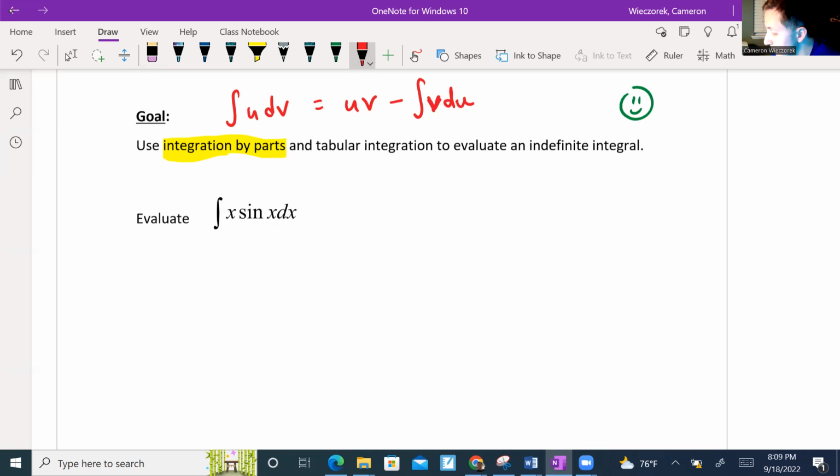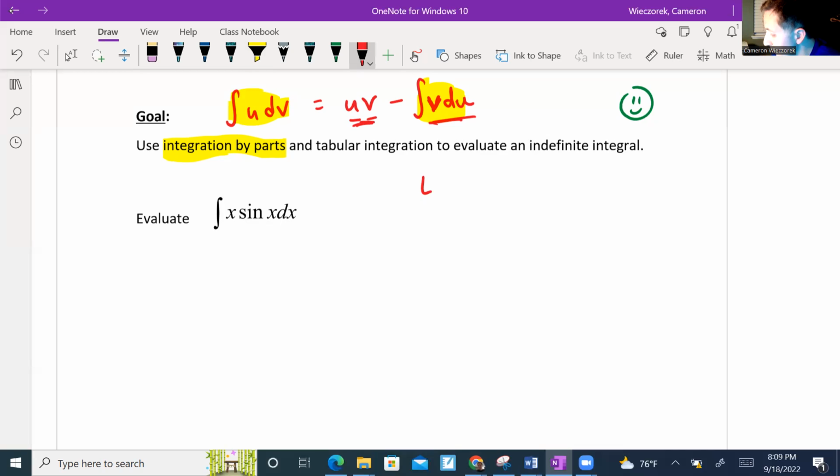The way I remember it is ultraviolet voodoo. I don't even know what that means, but it's a nice, simple, silly way to remember. The integral of u dv is equal to u times v minus the integral of v du. The goal is that this integral is fairly challenging to compute right off the get-go, but the one on the right-hand side should be a little bit easier to work with. So how do you choose your u and how do you choose your dv? That's probably the most challenging part of the whole problem.